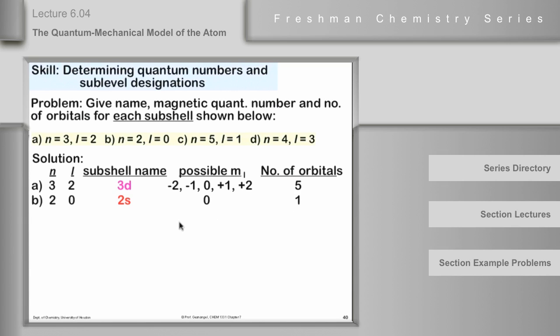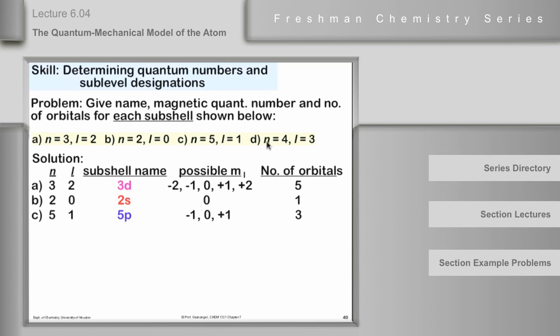And that's only one. For c, we have n equal to 5 and l equal to 1. And l equal to 1 corresponds to what kind of subshell? A p-type subshell. So this would be the 5p. All p subshells have l equal to 1, so all p subshells have 3 m sub l values shown here, and all p subshells have 3 orbitals.